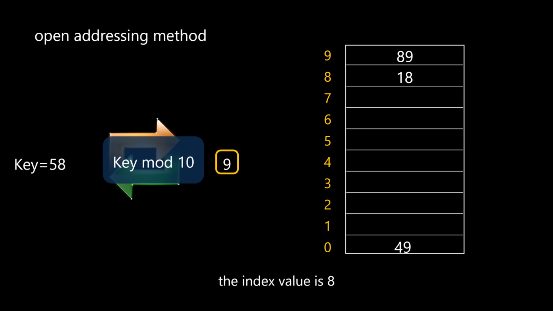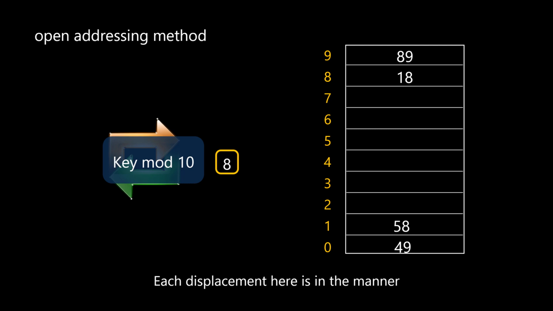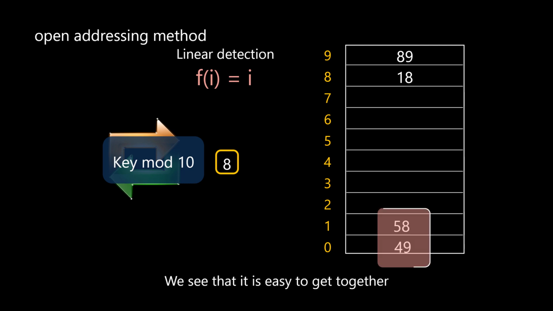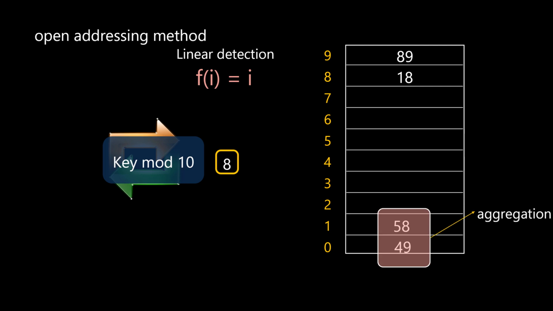Then insert 58. The index value is 8. It is occupied, so move forward by one place, and that is also occupied, so move one more place. It won't work. Move one more place, finally it's okay, and so on. Each displacement here is in the manner of f(i) = i, which is called linear probing. We see that items easily get together, which is called clustering.